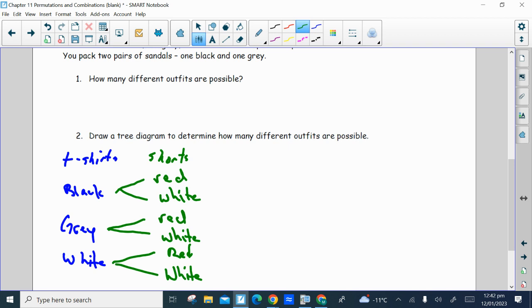And then they still have to choose a pair of sandals. They have two choices for their sandals, and those are black or gray. So I'm just going to put B for black, G for gray. So for every pair of shorts they choose, they have two options for sandals, either black or gray.